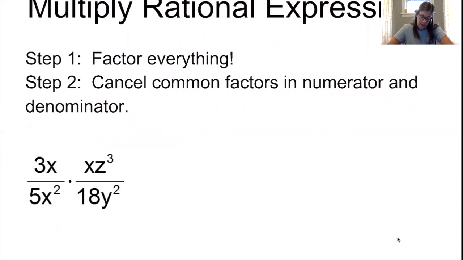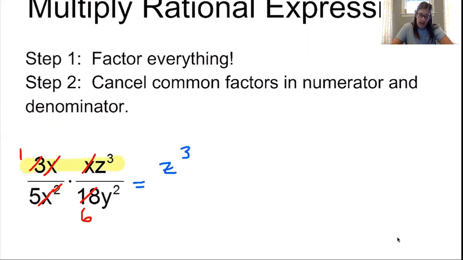Like I see that I have 3 over 18. Well, those are both divisible by 3, so that would be a 1 and a 6. If I wanted to, I could say this x in the numerator will cancel out the square so that there will only be an x left over in the denominator. But then this other x in the numerator will cancel out the other x that remains. So now all the x's are gone. I don't really see anything else that is going to cancel. So now I'm just going to multiply across on the top. So everything that's left over on the numerator, which is only a z cubed.